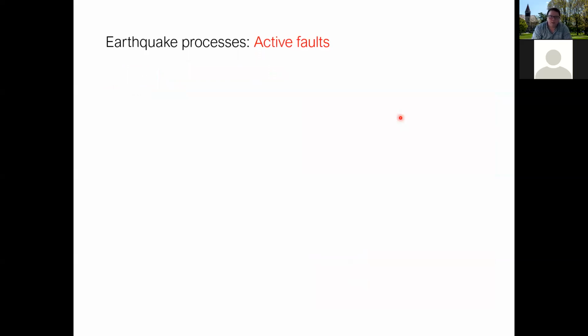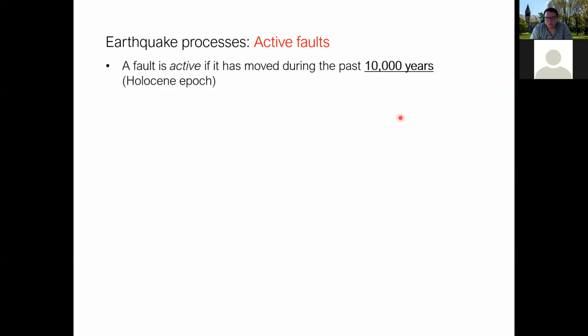So, some more vocabulary around this. There's a term, active faults, and you'll see this appear in your worksheet for this week. A fault is considered active if it has moved within the last 10,000 years. That's within the Holocene epoch, or Quaternary or Anthropocene epochs, which are the last 10,000 years.